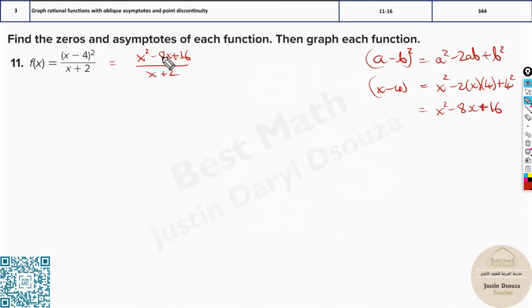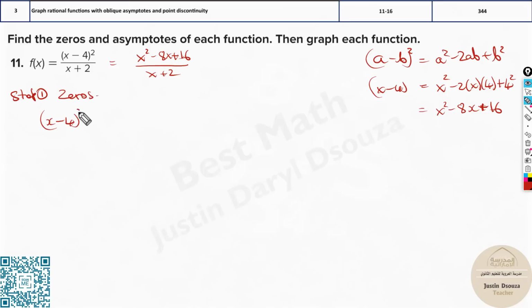So this is just the expansion of the numerator, and we write it out. Now I will start with the proper steps. Step 1 is about zeros. All we do is, whatever is in the numerator up above, we make it equal to 0. Now I'm not going to write this because this is easier to solve.